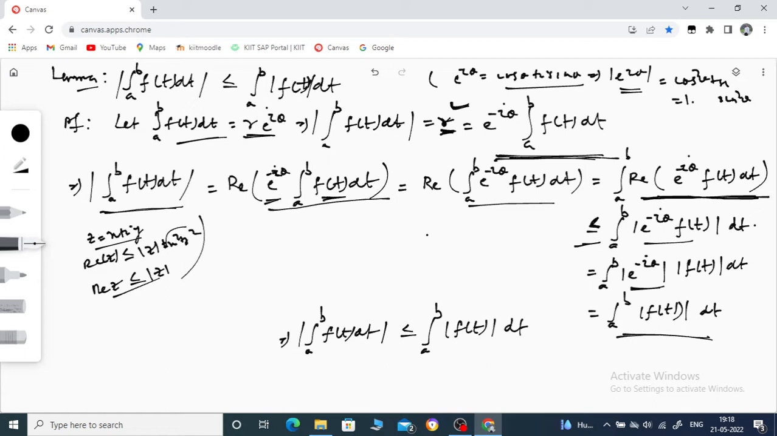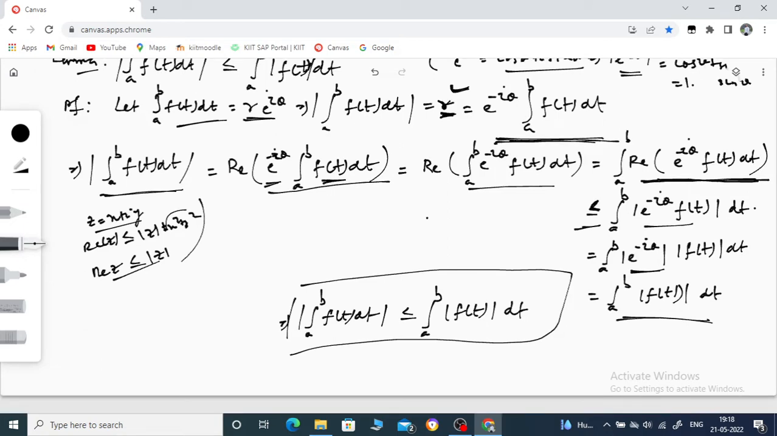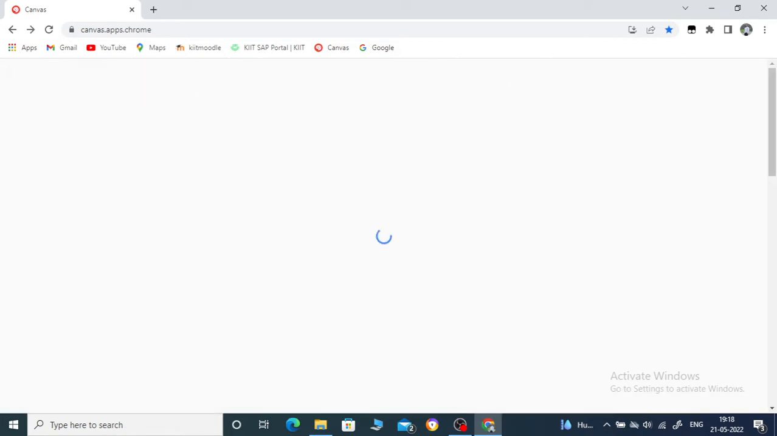Okay, so this thing is completed. Now comes another definition. So come to the next page. So what is another definition? It says how to find a line integral.